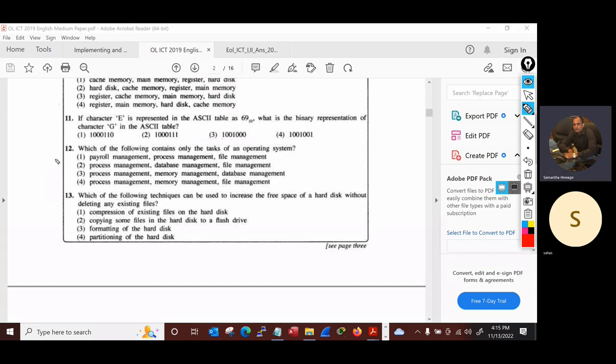So the answer would be this. Let's look at this question. Which of the following techniques can be used to increase the free space of the hard disk without deleting the existing files? What do you think?